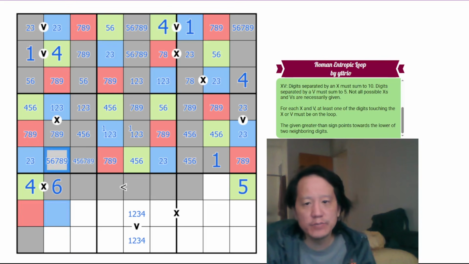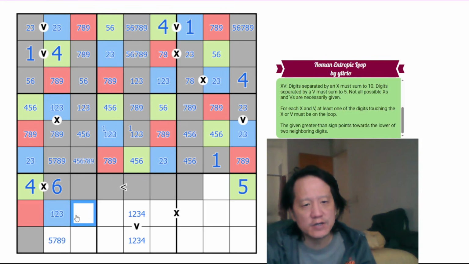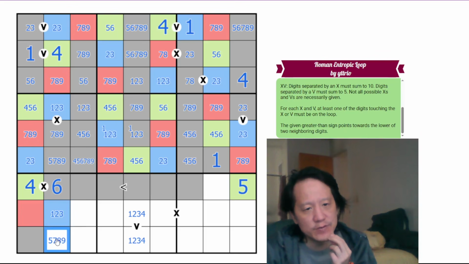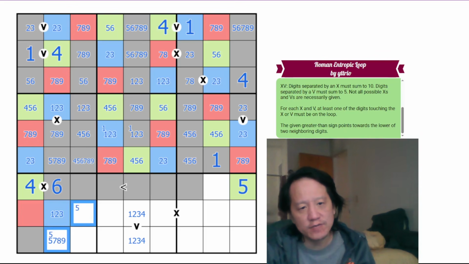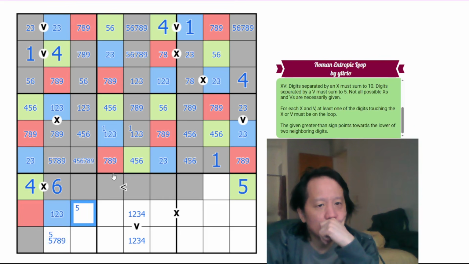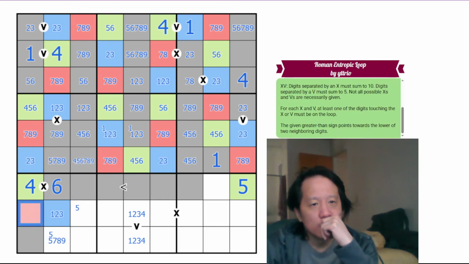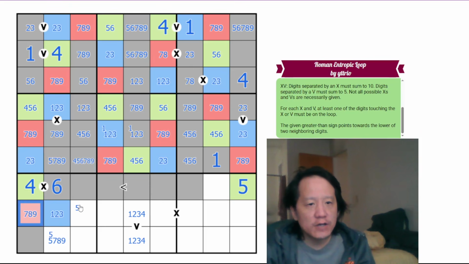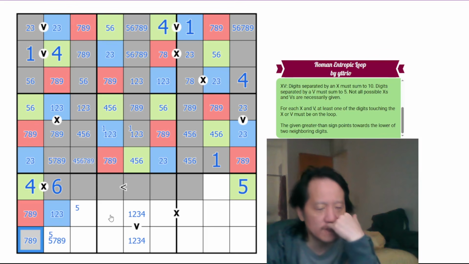That means this can't be 6. This is 1, 2, or 3. Remaining digits are 5, 7, 8, and 9. So one of these two is the 5 and is medium. We have 7, 8, 9 here. We have a 4, 5, 6 triplet in column 1, so this is also 7, 8, 9.